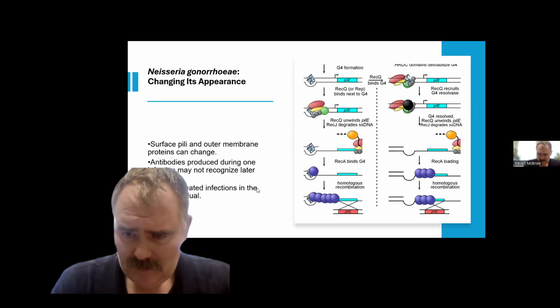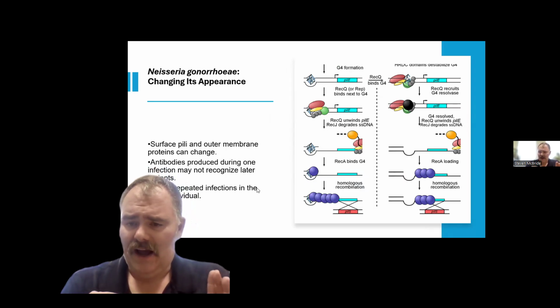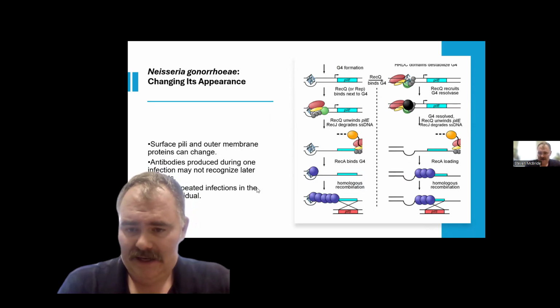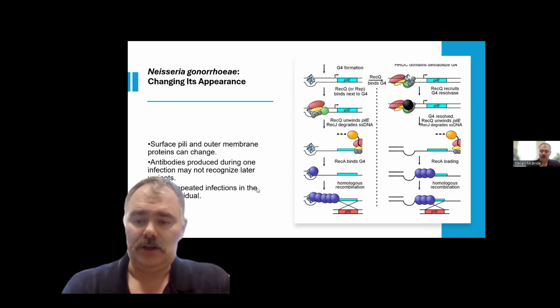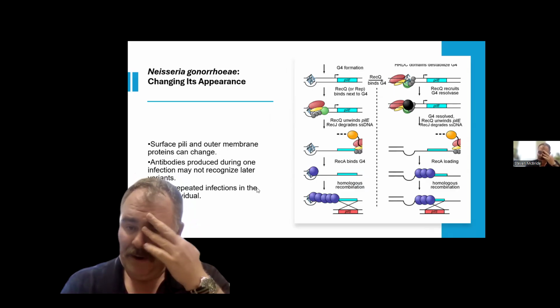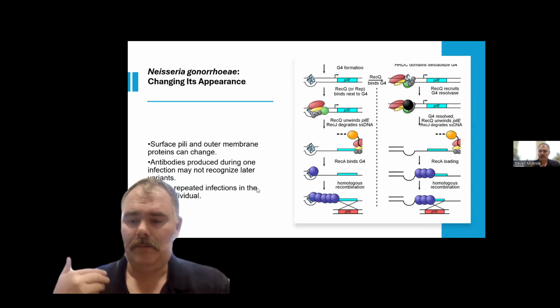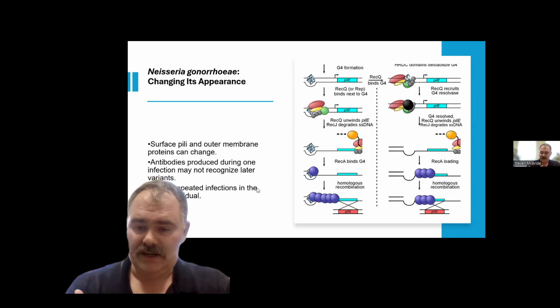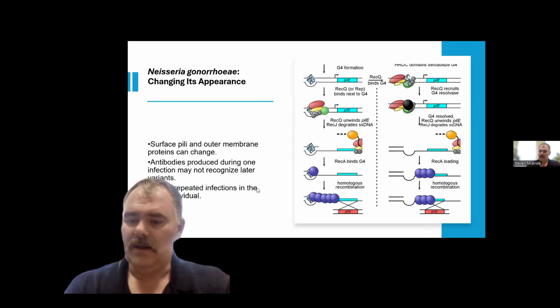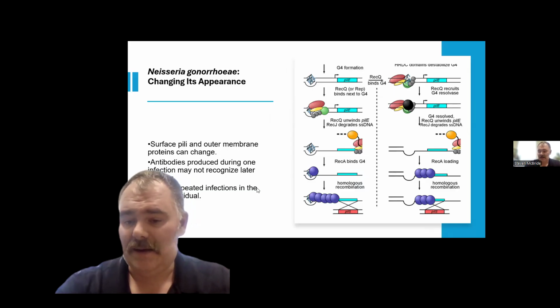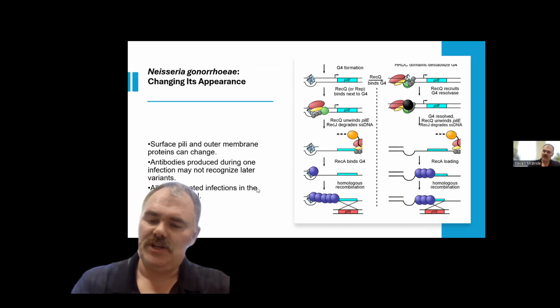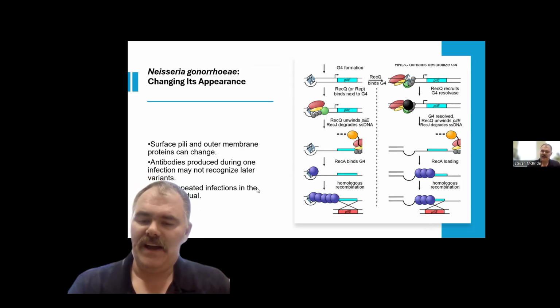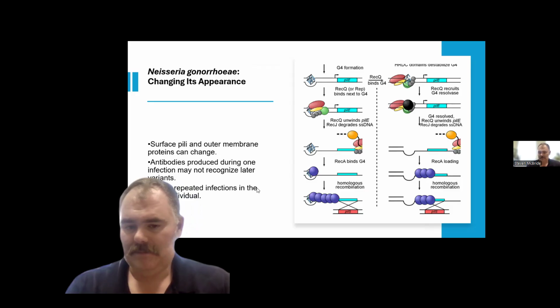Now, this pathogen, Neisseria gonorrhoeae, has a different strategy. Instead of hiding, they continually change their appearance. The bacterium can alter proteins found on its pili and outer membrane. As the immune system produces antibodies against one version, new variants appear. The immune system is essentially chasing a moving target. The process is called antigenic variation. Because the surface structures keep changing, immunity after infection is often incomplete, allowing repeated infections throughout a person's lifetime.